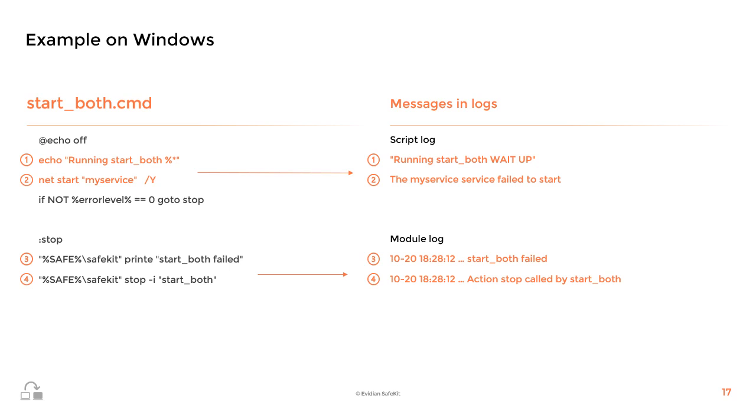As shown in point 3 on the slide, by using the SafeKit print e command, you can log a message in the module log. As shown in point 4, when executing a command like the stop one with the -i startboth option, you will have a stop message in the log, indicating that the stop action was initiated by startboth.